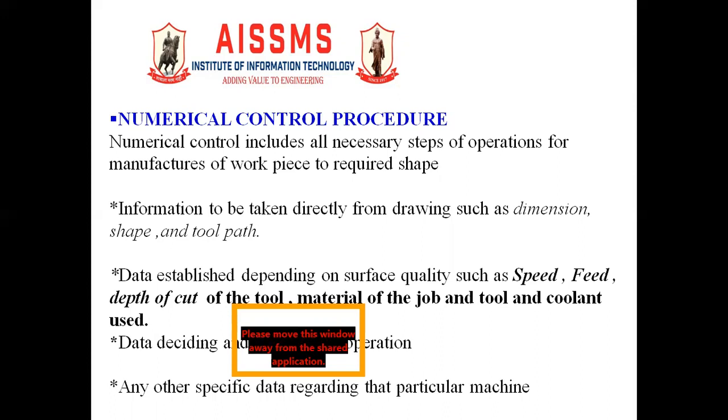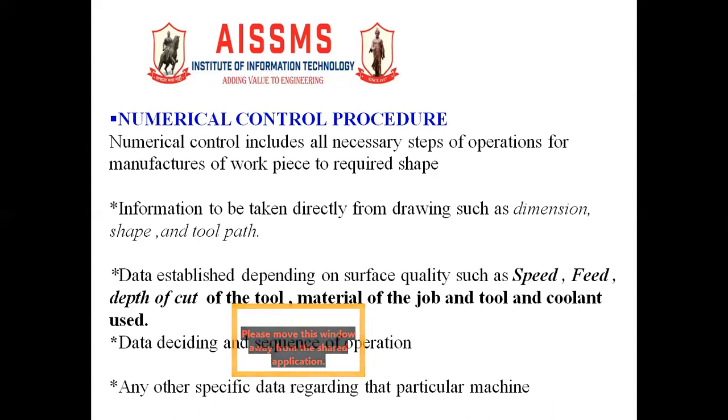Next, the data is established depending upon the surface quality, such as speed, feed, and depth of cut of the tool. This means the manufacturing process depends upon how much cutting speed, how much cutting feed, and what the depth of cut is. Cutting speed is determined using a formula: V equals pi d n by 1000. Feed is how far the tool travels over the workpiece, and it is always measured in millimeters per minute or millimeters per revolution. Next, the depth of cut depends upon the material of the tool and also the material of the workpiece.